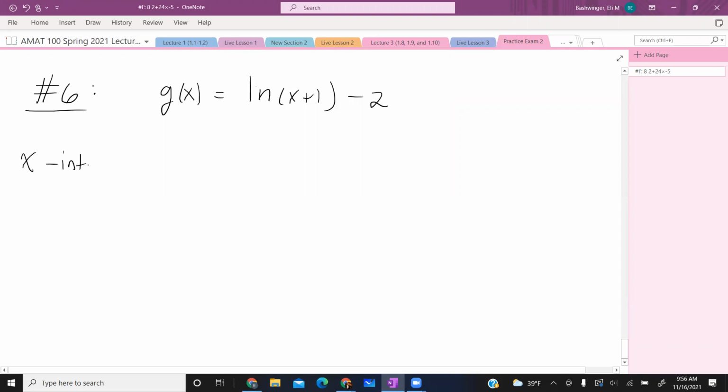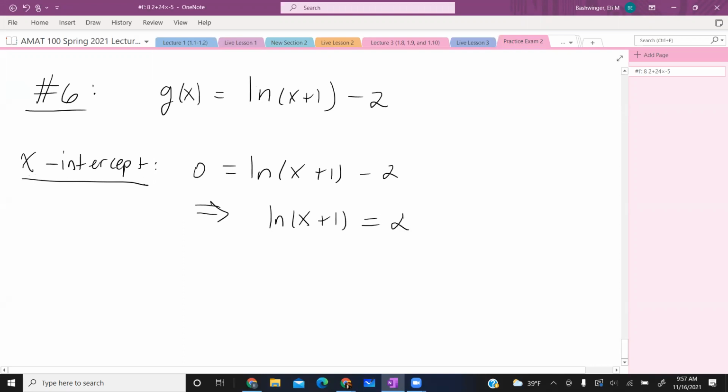Again, we know there's only going to be one x-intercept because the function is invertible, or it's 1-to-1, and the same thing with the y-intercept. So for the x-intercept, we set the function equal to 0 and solve for x. So we add 2 to both sides, so we get ln of x plus 1 is equal to 2. And then we can exponentiate.